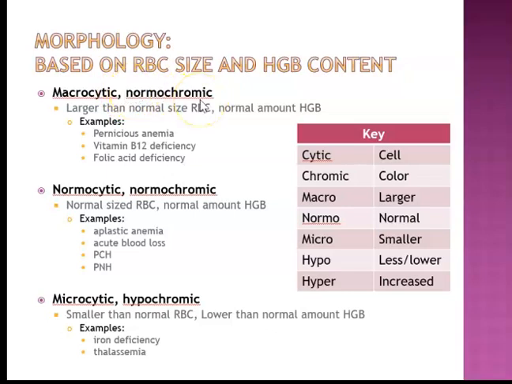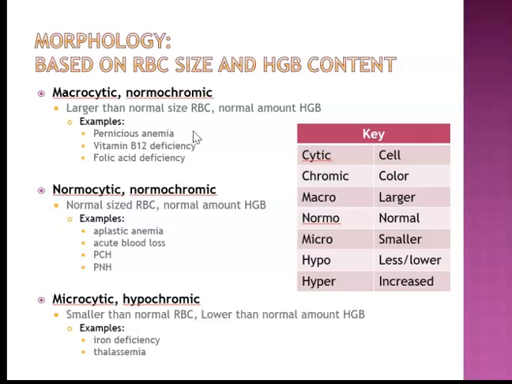If you're putting all of the parts of your words together, this is a larger than normal size red blood cell with a normal amount of hemoglobin, because our hemoglobin is inside of our red blood cells. That's what's going to constitute what color our cell is. So if it has a normal amount of hemoglobin, it's going to be a normal colored red blood cell.